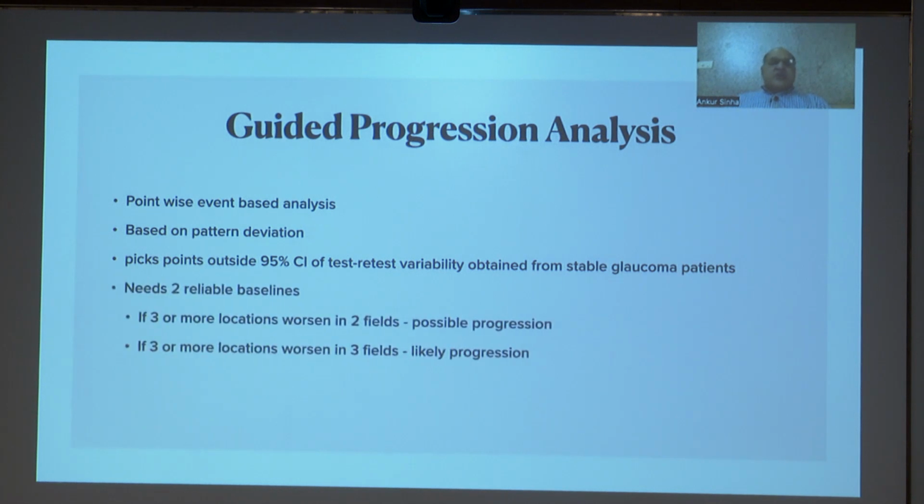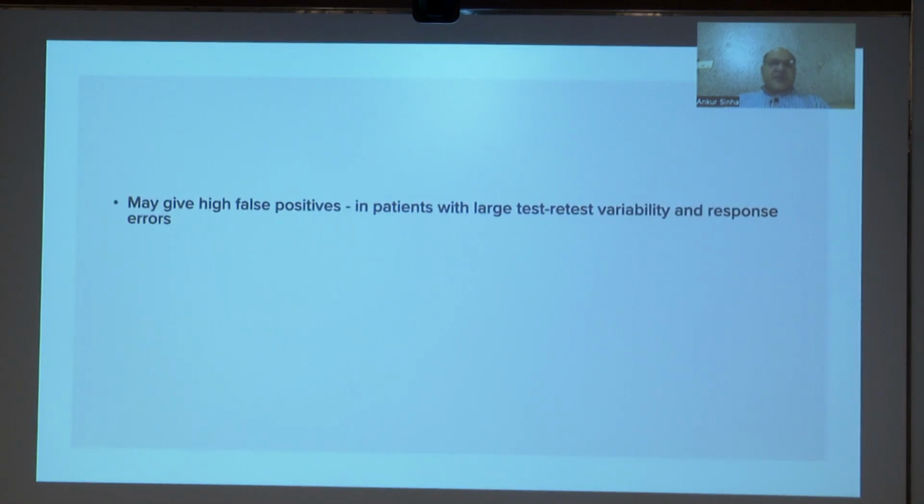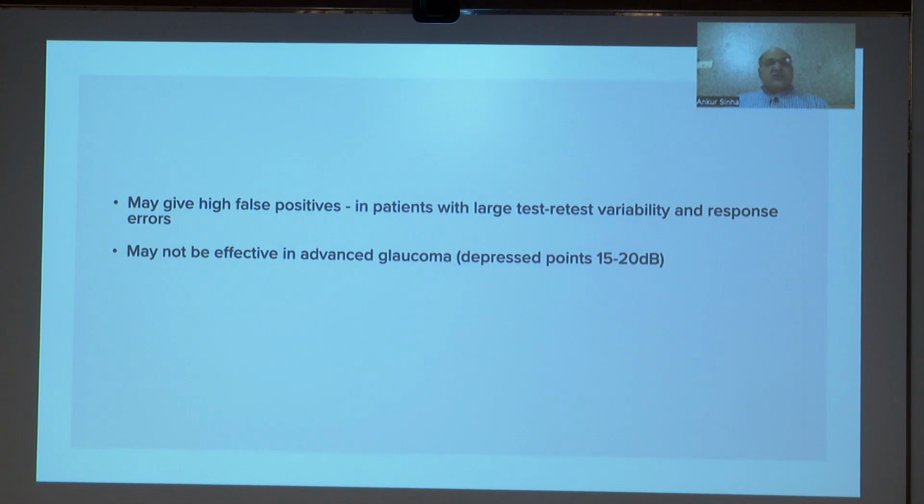Now it needs two reliable baselines. If there are more than 3 locations worsening in more than 2 fields, it is called possible progression. If there are more than 3 locations worsening in 3 visual fields, it is called likely progression. It may also give high false positives in patients who have large test-retest variability or if there are response errors. It may also not be very effective in advanced glaucomas, where the depressed point values are less than 15 or less than 20 decibels.